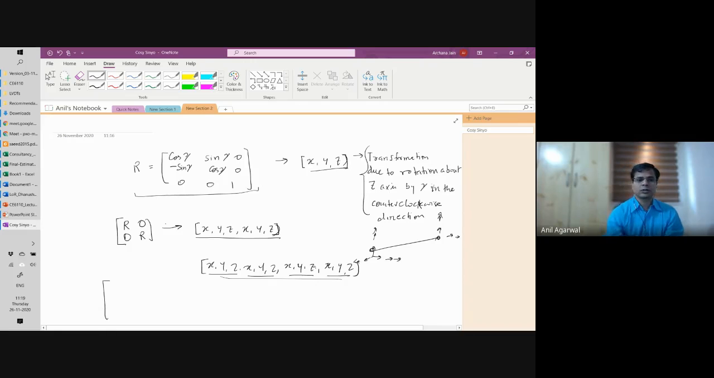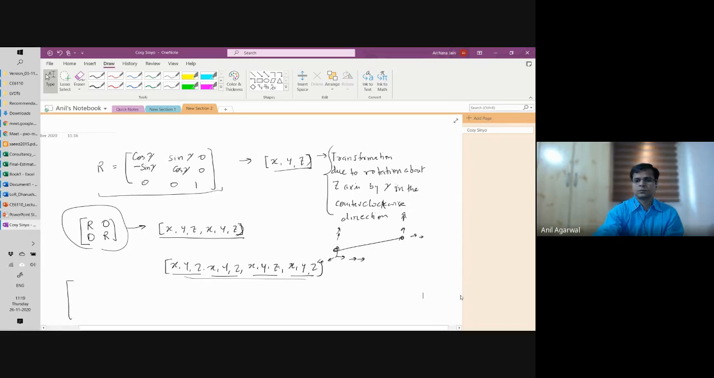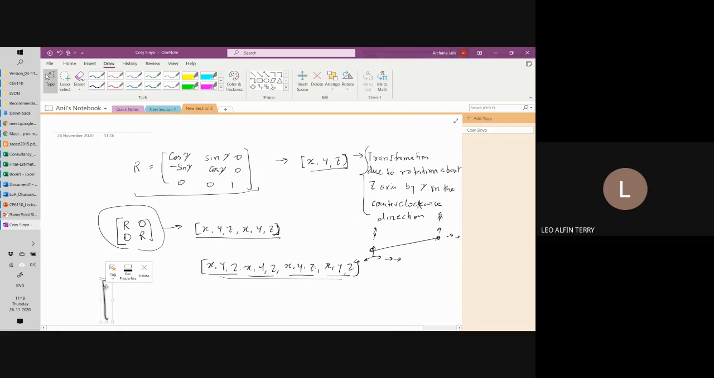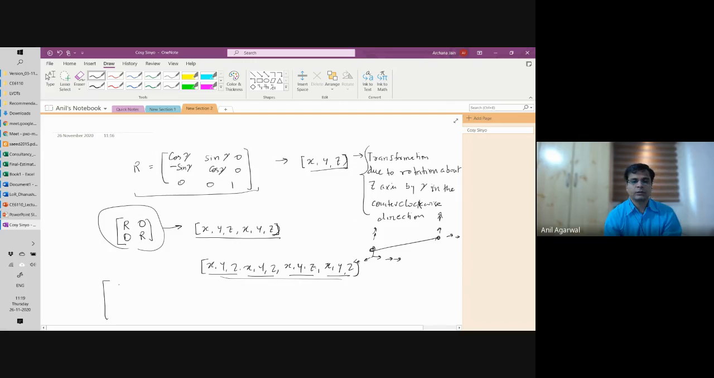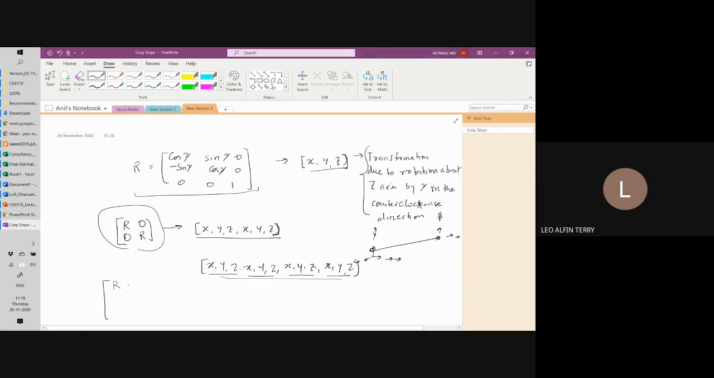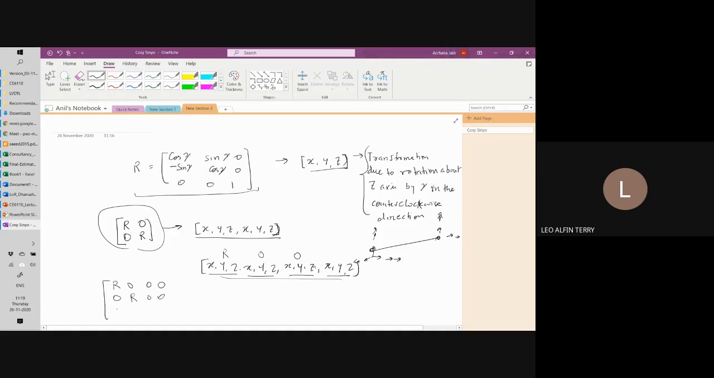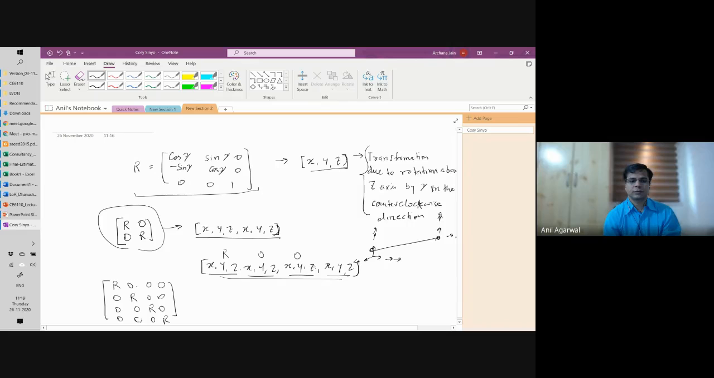What would be the corresponding transformation matrix for this kind of vector? It is a 3 by 3 block diagonal matrix with R on the diagonal elements. Can you tell me the first row? R 0 0 0. R will transform this one, and the rest are 0. So this kind of transformation matrix will take care of a 12 by 1 vector, like a vector like this.